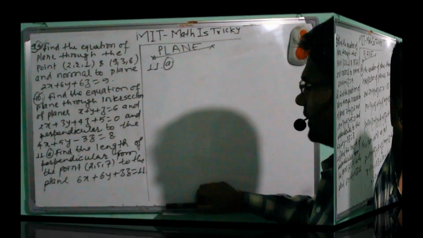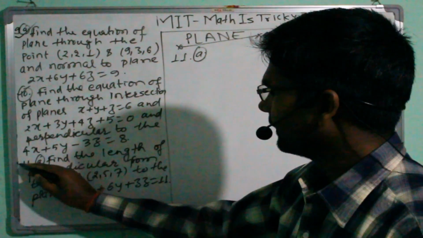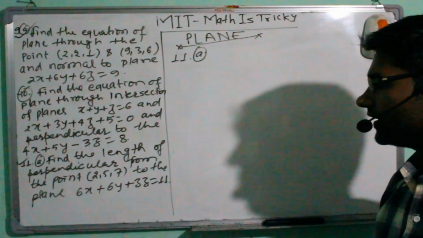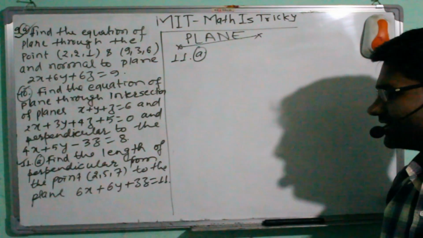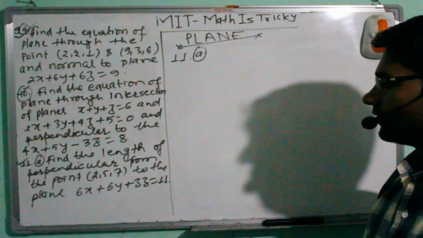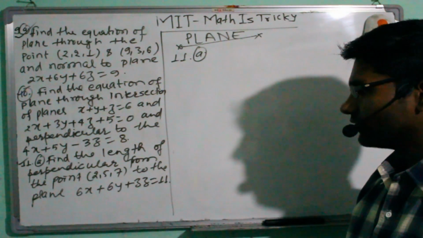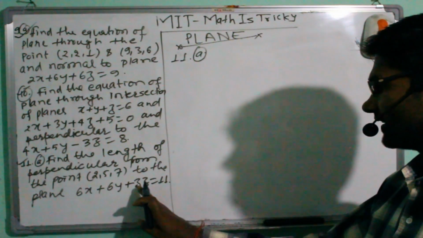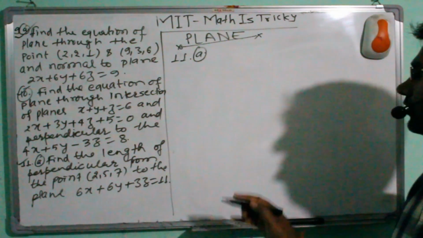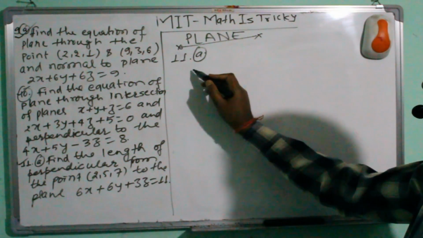Thank you. So, okay, let's see question number 11a. Find the length of perpendicular from the point (2, 5, 7) to the plane 6x plus 6y plus 3z equals 11. Okay, so for this let me add the formula.